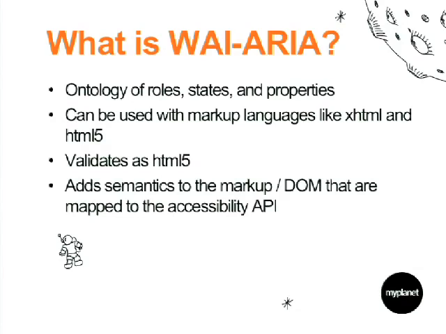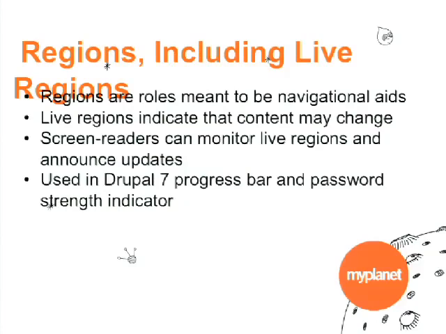Regions are roles that are meant to be navigational aids. If you're using regions to mark up the different chunks of your document, a screen reader is going to allow a user to jump from one region to the next. So I can jump from the navigation region to the search region to the main content region to the footer region, instead of having to read up and down the page line after line. If I know I want to get to the main content with JAWS, it's the semicolon key.